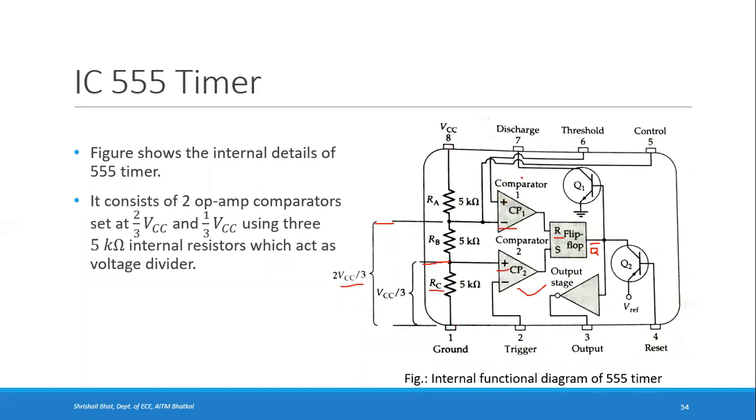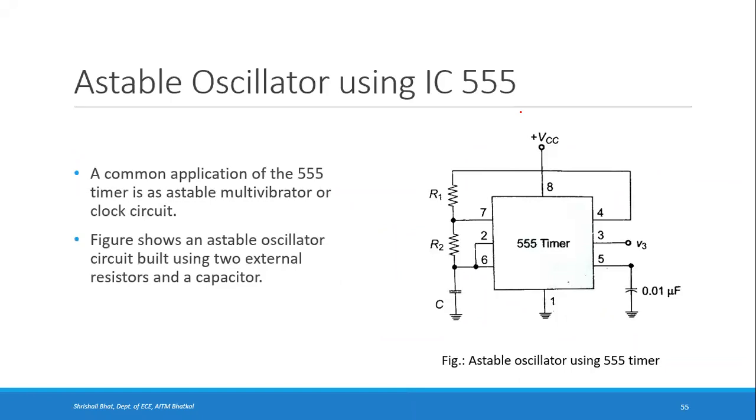This is the discharge pin, number 7. It is where the voltage or the current will discharge from this 555 timer. Then pin number 5 is connected to the ground via a capacitance. Pin number 6 or pin 2 are also connected to the ground via a capacitance. So this is the circuit of an astable oscillator using your 555 timer.